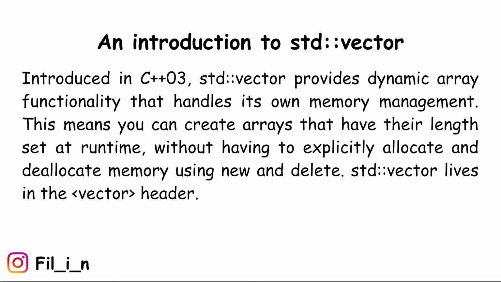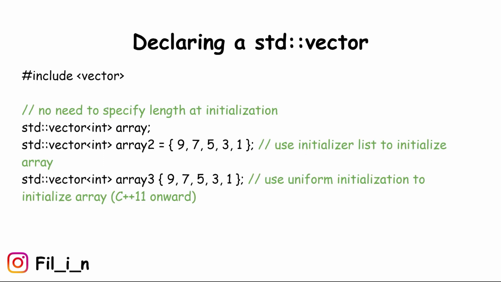std::vector lives in the <vector> header. #include <vector>. No need to specify length at initialization. std::vector<int> array. std::vector<int> array2 equals 9, 7, 5, 3, 1. Use initializer list to initialize array. std::vector<int> array3 9, 7, 5, 3, 1. Use uniform initialization to initialize array, C++11 onward.